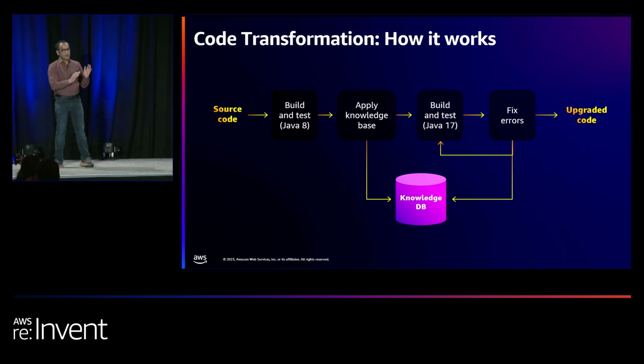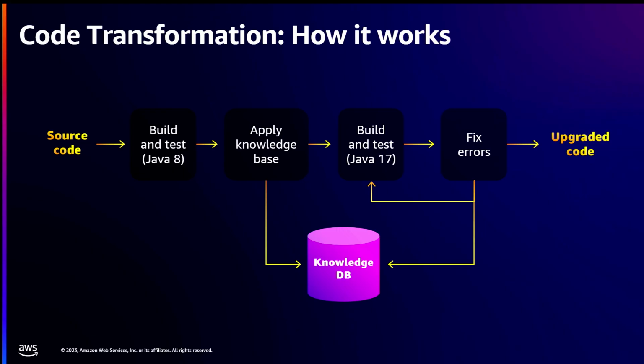As you can see, the way our workflow works is we take your source code, and the very first thing we do is we build and test the application as it is. We want to make sure that we can build it with the Java version that you have. Today we support Java 8 and 11 upgrades to 17, so we might build it with 8 or 11, depending on which Java version your application is using. Once we are able to make sure that the build and test is done, then we go on to the next part of the workflow.